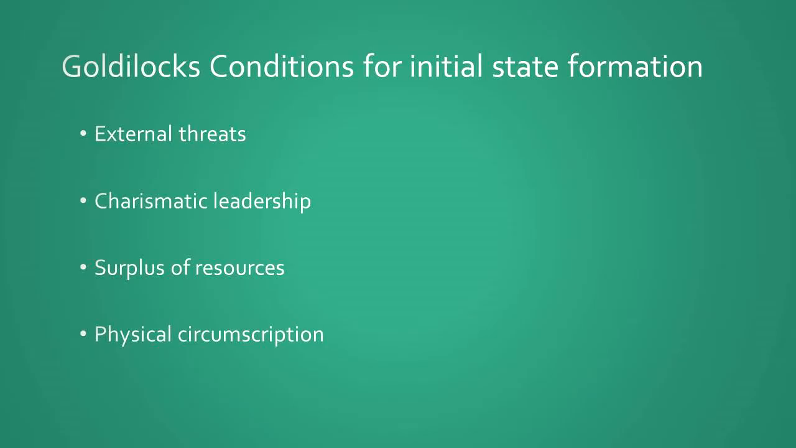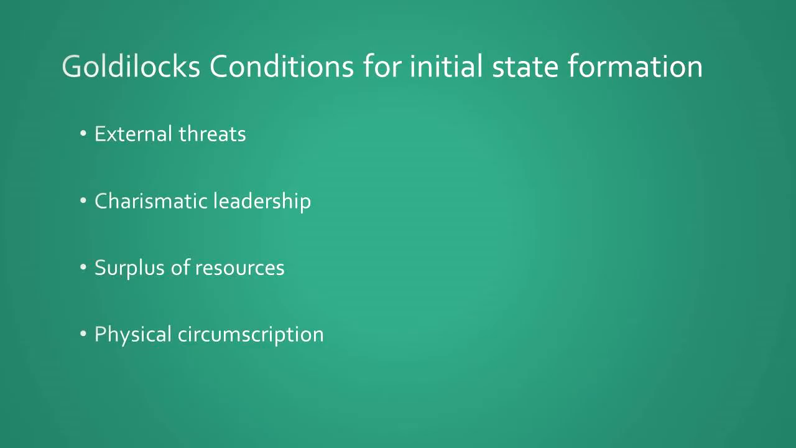Probably you are familiar with these. When we talk about initial state formation, then there are some Goldilocks conditions that are generally considered that need to be in place for states to form in the first place. Well, I just mentioned external threat really does a good job in helping to form a state. Charismatic leadership will definitely help. Preferably a surplus of resources and a physical circumscription. So, for example, in the Nile Valley, it's much easier to form a state than in the middle of the desert, or than in, let's say, fertile plains.